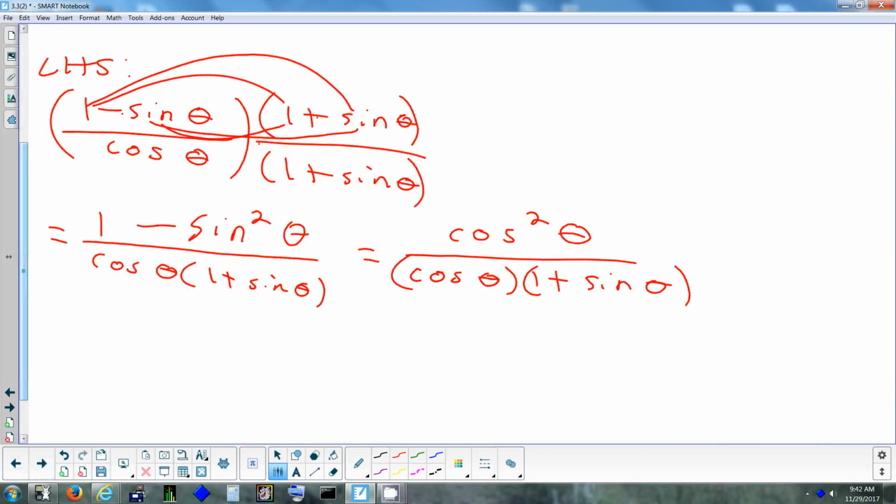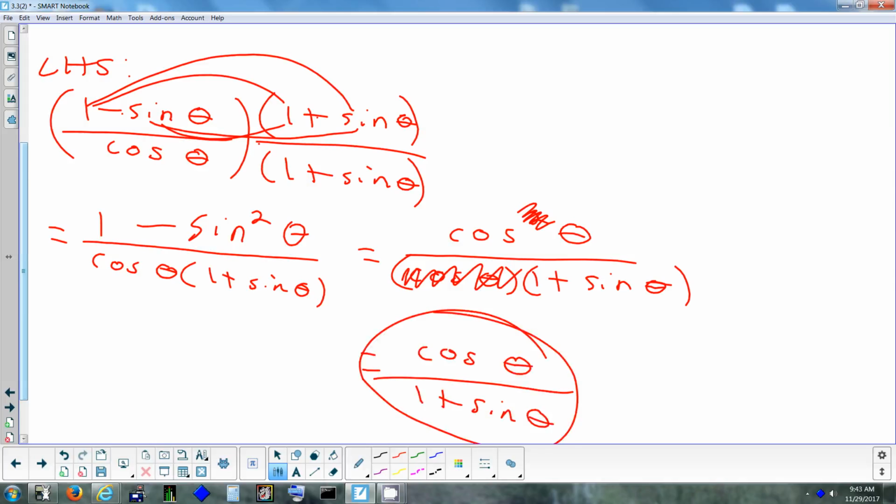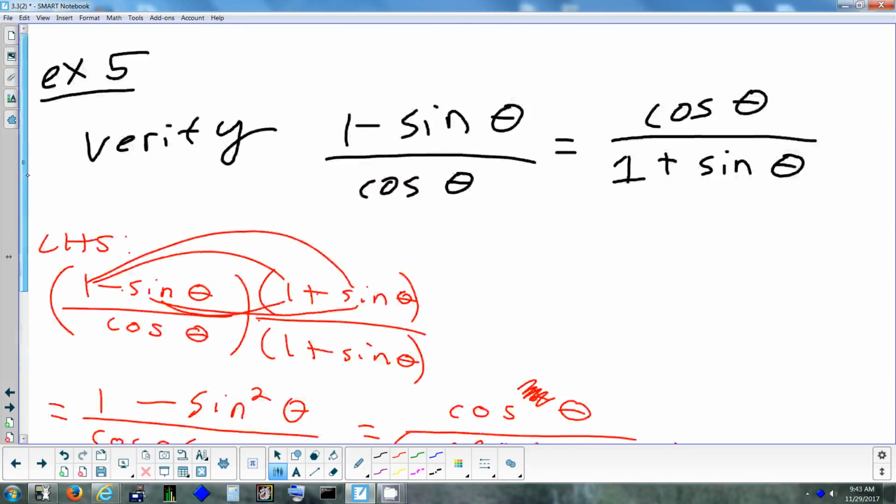Now, looking at that, what do the top and bottom both have in common now? Cosine. How many? There are 2 factors of it in the top, there's 1 factor of it in the bottom, so you can cancel 1 factor from each, and now you're left with cosine over 1 plus sine, which is exactly what you were supposed to get.